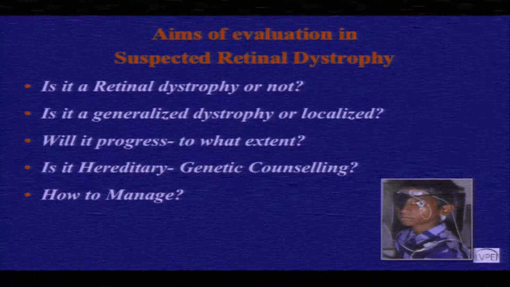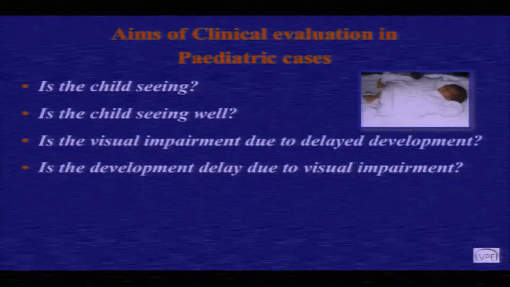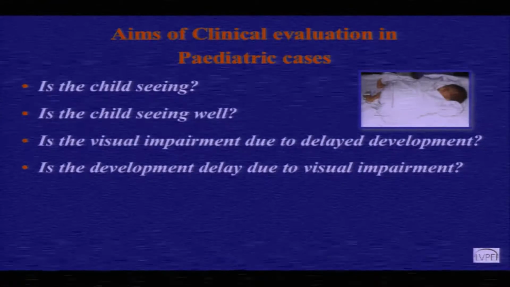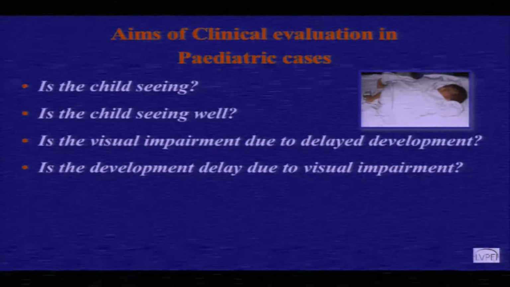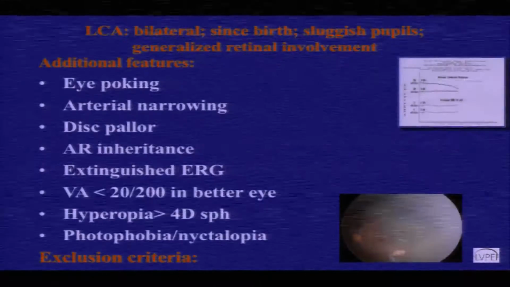Or are we trying to find out how I can manage, like we said, whether there is a CNVM or not? So it depends on what the question is. Whereas in a pediatric case, our question may be different. Is the child seeing? Is the child seeing well? Is there a visual impairment which is causing the delayed development, or is the developmental delay due to visual impairment? So our questions will change, our approach to the test will change.